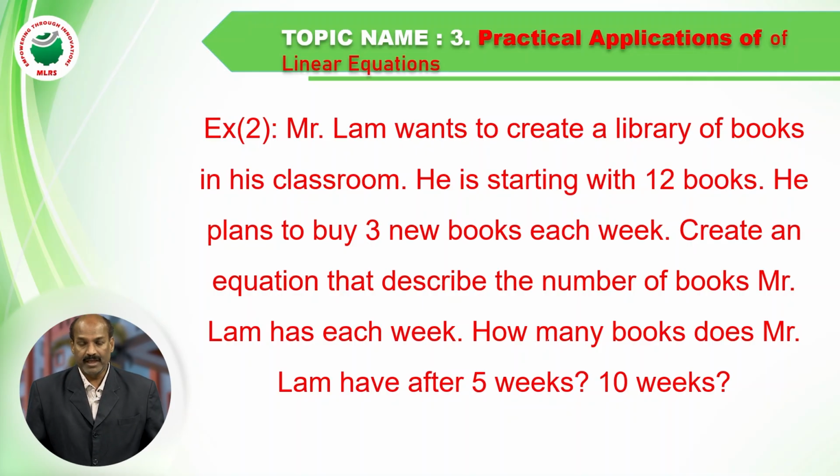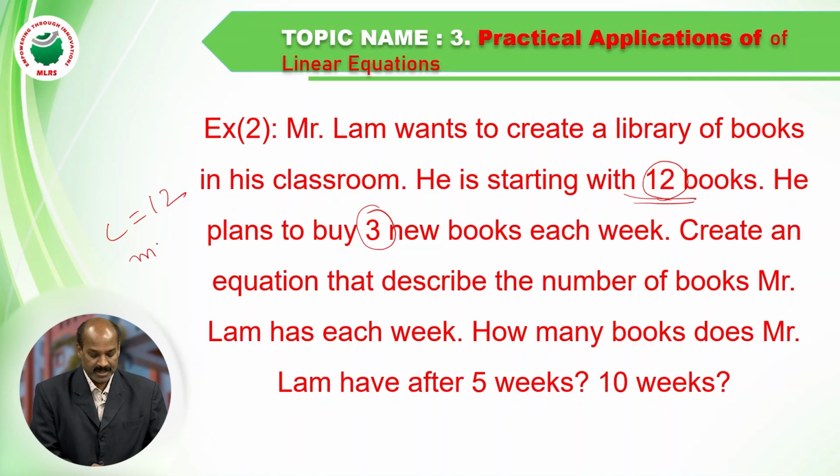So once again, I will read the problem. Mr. Lamb wants to create a library of books in his classroom. He is starting with 12 books. 12 books means here c equal 12, because this is the starting value. He plans to buy 3 new books each week. The time duration is each week, 1 week. So he wants to add m books, 3 books in each week, that means m is equal to 3.